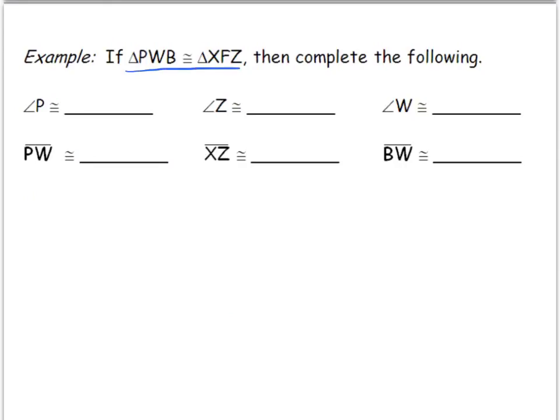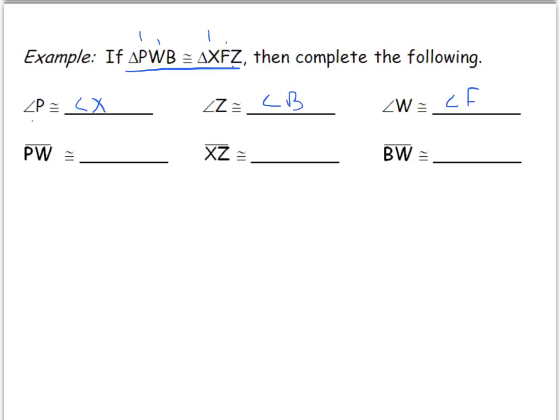Now, you could simply draw the picture if you'd like, but obviously it's going to take some time. What I would just do is follow the order of the similarity statement. So, angle P here has to match up with angle X. So these are going to be congruent. Z is congruent to B, and W would be congruent to F.